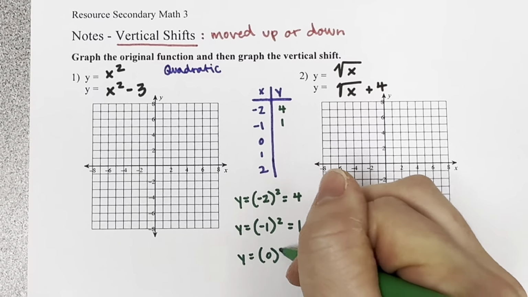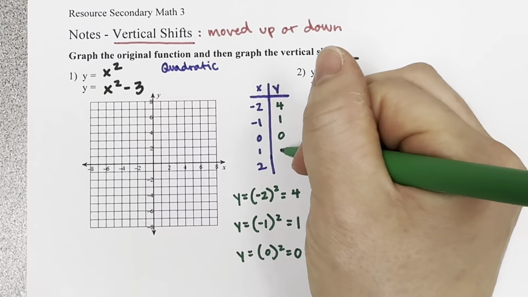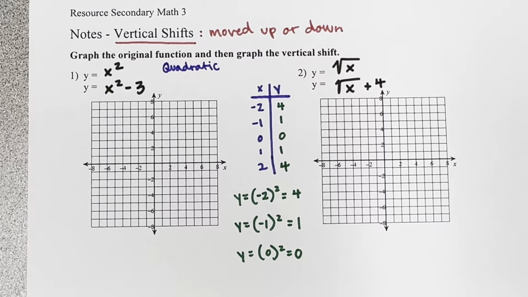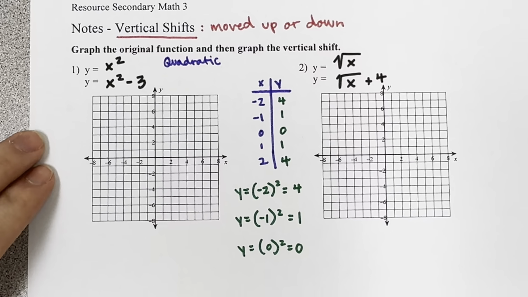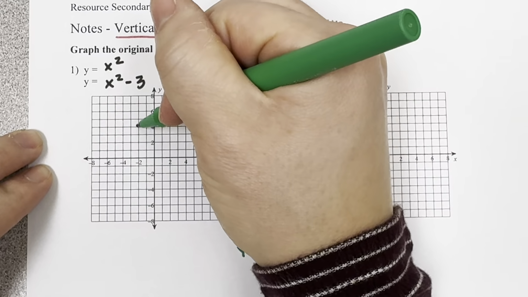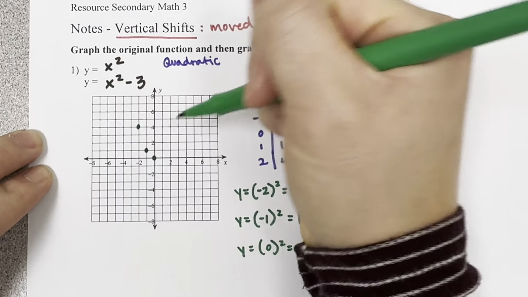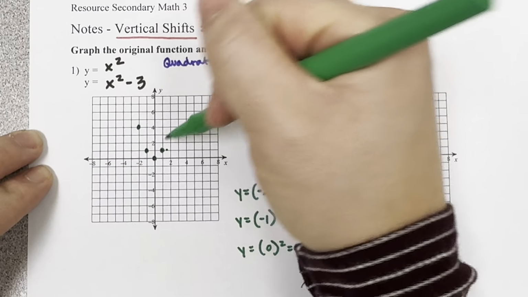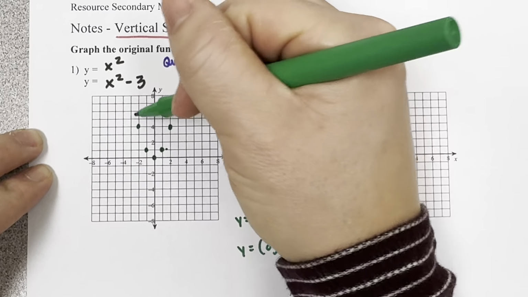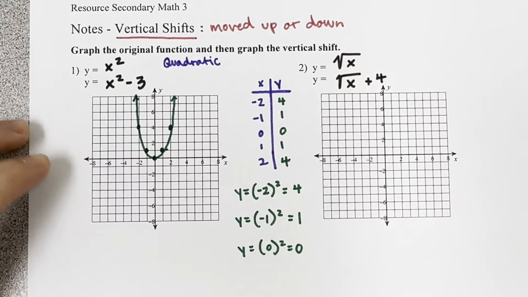We know that 0 squared is just 0. +1 squared, I can just say +1. +2 squared is also +4. So these become my coordinate points for my parent function. Let's go ahead and put them on our graph. I have -2, 4; -1, 1; 0, 0; 1, 1; 2, 4. So that is my parent function, the original function.